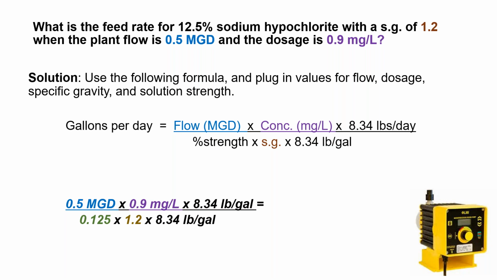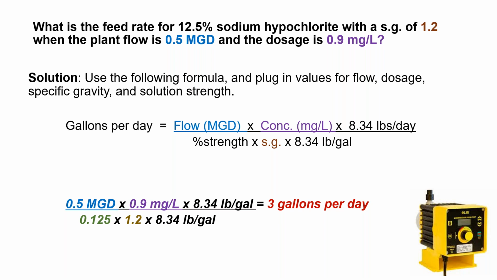But here's our equation: 0.5 mgd, that's our flow, times 0.9 milligrams per liter times 8.34 pounds per gallon on the top. And then we divide by that percent strength, 0.125, the decimal equivalent of 12.5%. And then we have times the 1.2 specific gravity times 8.34 pounds per gallon. Any answers come in, Owen? Yeah, I've gotten a bunch, and they have all more or less unanimously said 3. Great job. 3 gallons per day. And so we would calibrate our chemical feed pump to deliver about 3 gallons per day.